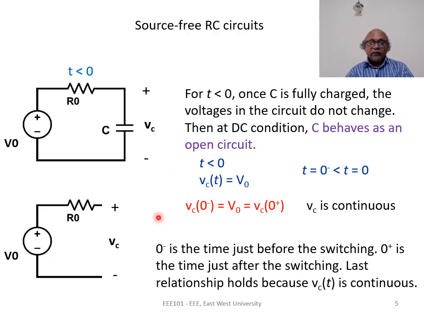And we have obtained the relationship from the circuit for t less than 0, but from this circuit we have obtained the value of the capacitor voltage at 0 plus, which is t greater than 0. That means this circuit has provided us the initial value of the capacitor voltage for t greater than 0 circuit. For this reason, this expression is known as the initial condition, and this V0, which is equal to Vc(0 plus), is known as the initial value.